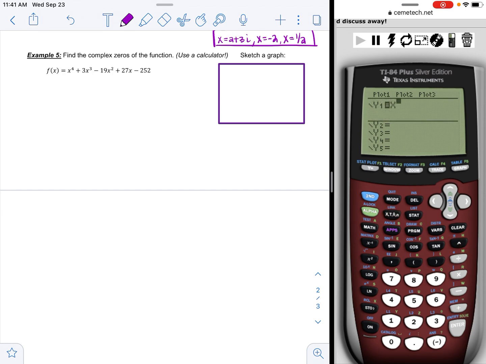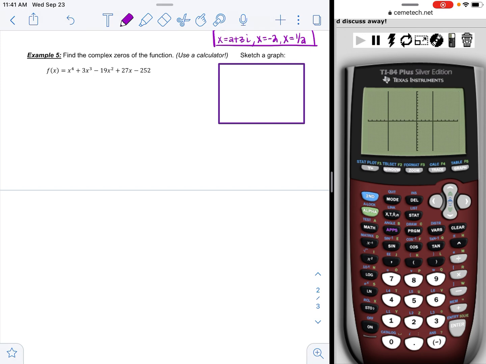Okay, so I'm going to graph this. y equals x to the 4th plus 3x cubed minus 19x squared plus 27x minus 252. And I'm going to hit graph, hoping that, okay, my normal graph window is there.